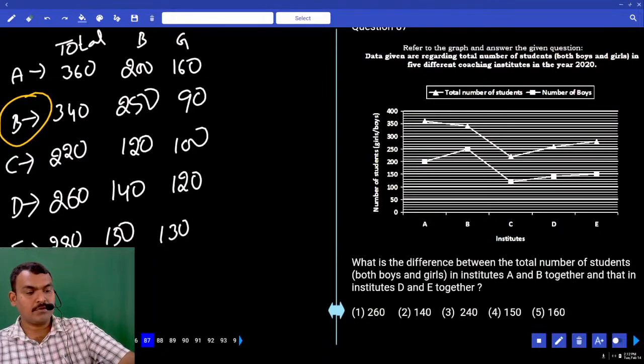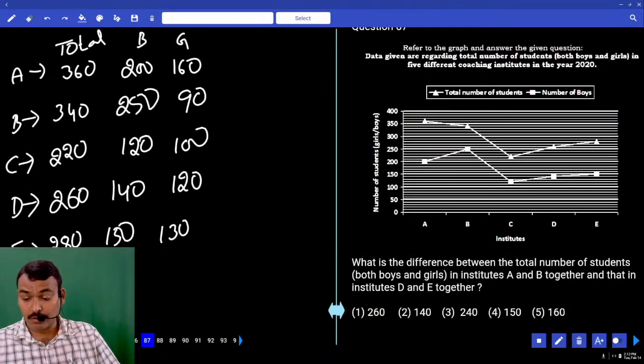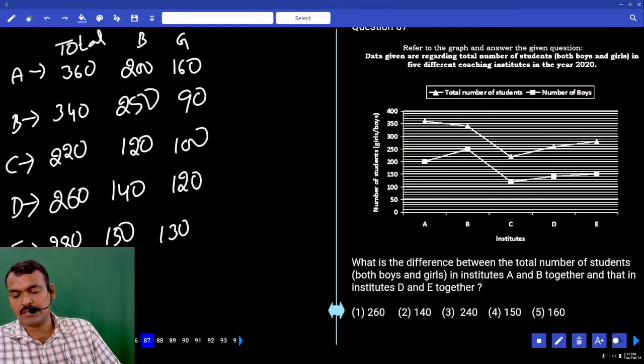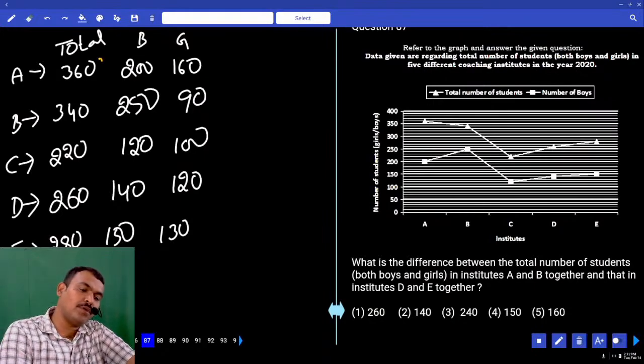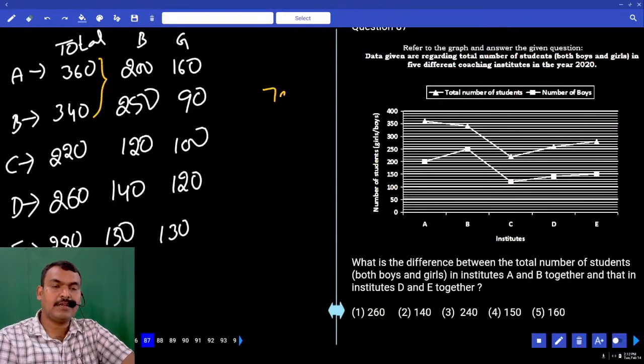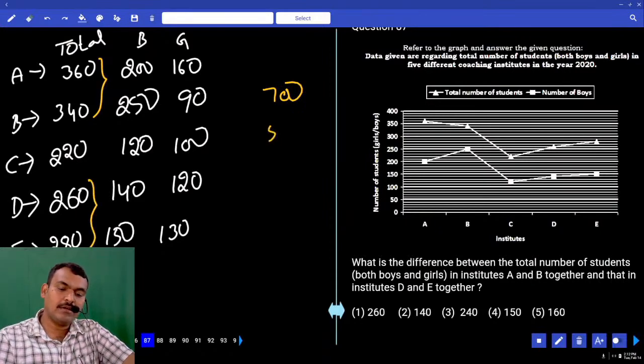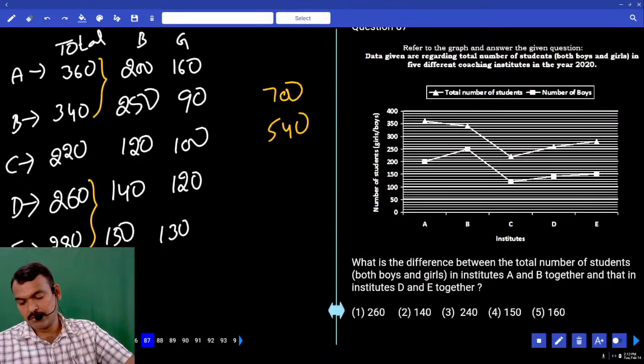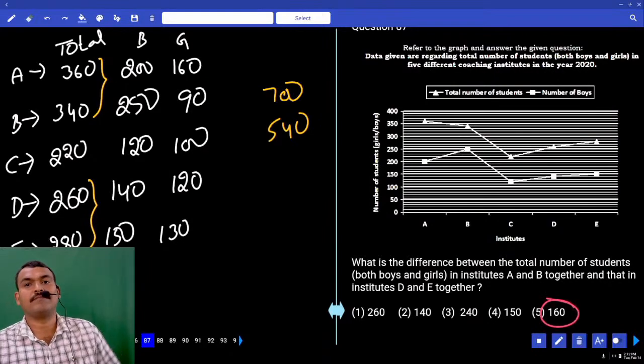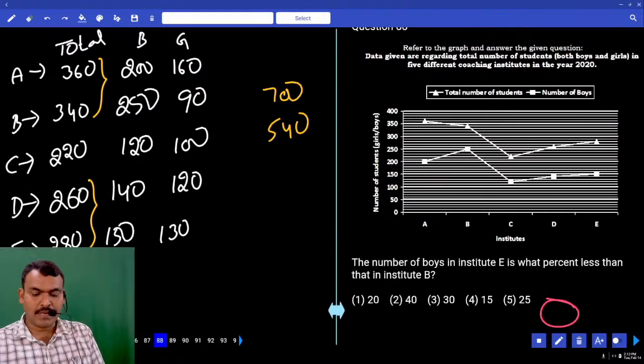Next question number 87. What was the difference between the total number of students, both the boys and girls, in institutes A and B together, and that in institutes D and E together? A and B together means how many members? 700. Next, D and E together means 540. What is the difference? 160.